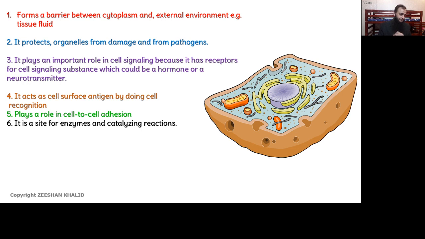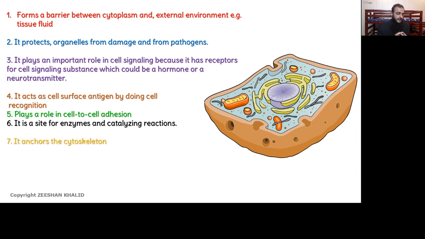Point number 6, it is a site for enzymes and catalyzing reactions. Now, I'm sure you must be thinking that so far we've seen enzymes taking part in reactions within the cell. While that is true, this is also true. The enzymes happen to be also present in the cell surface membranes and also in the membranes of some organelles. And we're going to talk about that in topics 12 and 13, specifically when we talk about respiration and photosynthesis.